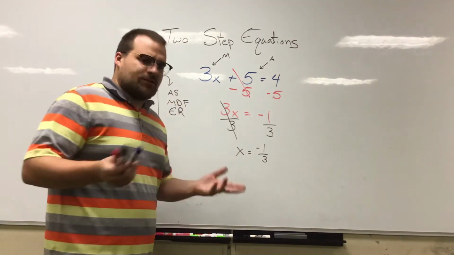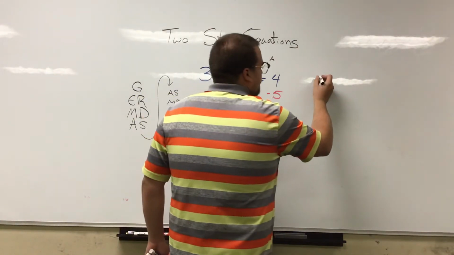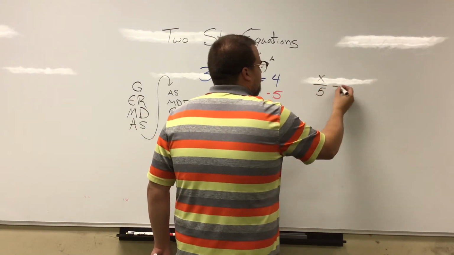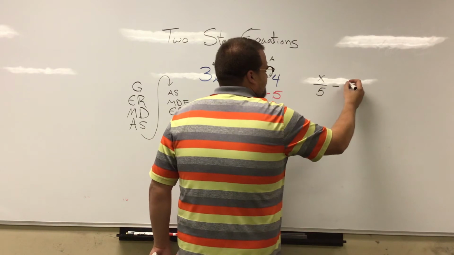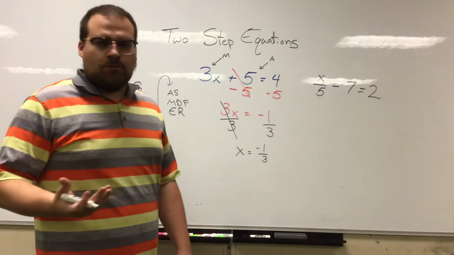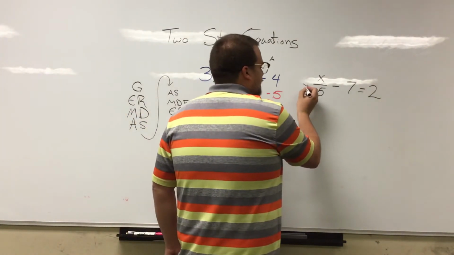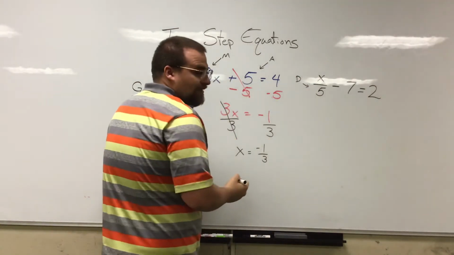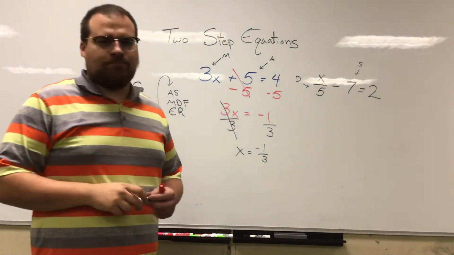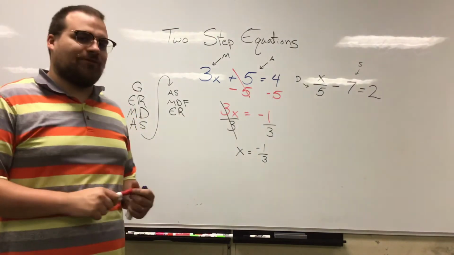So I'm going to do one more example in this video, and let's make that x over 5 minus 7 equals 2. If we look at this two-step equation, we can notice that we have some division going on with that 5, and we have some subtraction going on with that minus 7. So we could follow our anti-order of operations, if you will.